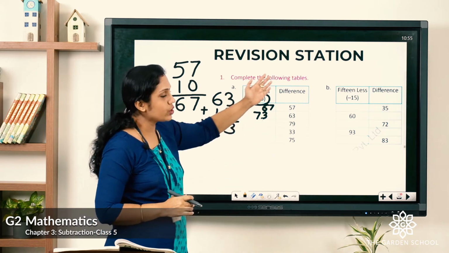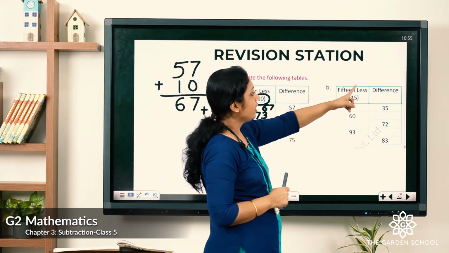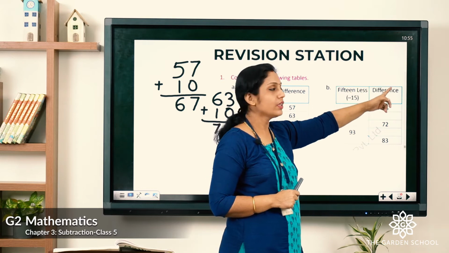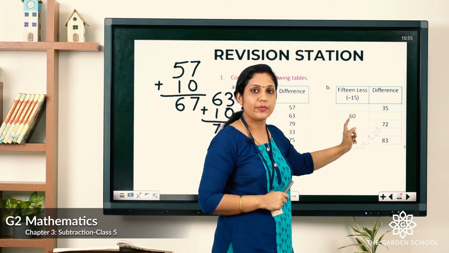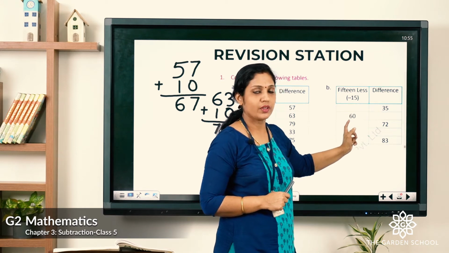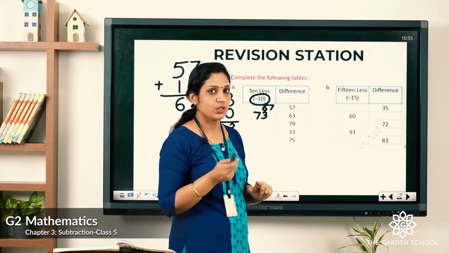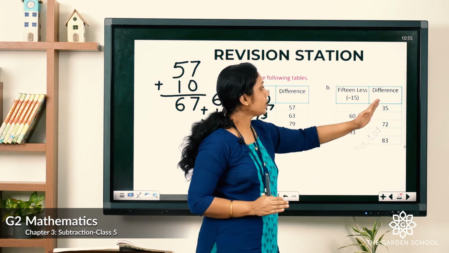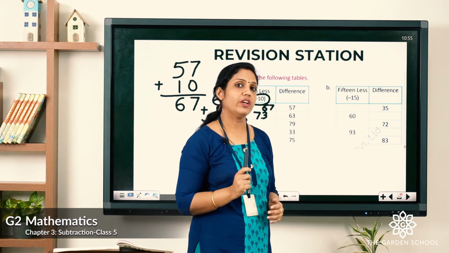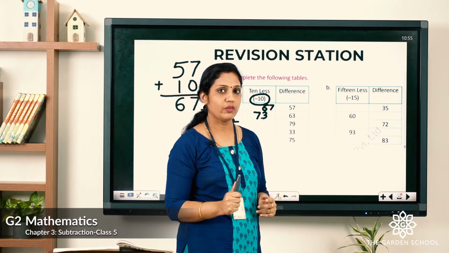Now let's move on to the next table. Here we have difference is given in some columns. The minuend is given. We have to find out either the minuend or the difference. So let's check in the first one. Minuend is not given. Difference is given. So what we have to find out? We have to find out the minuend. For finding out the minuend, what we have to do?